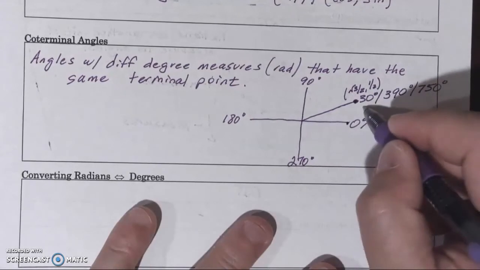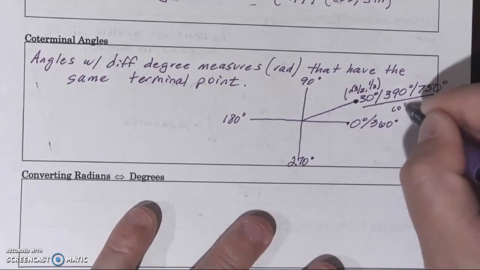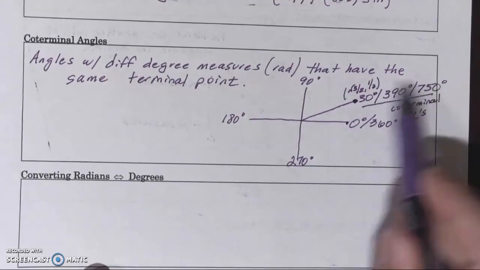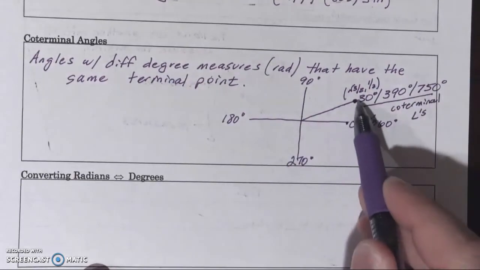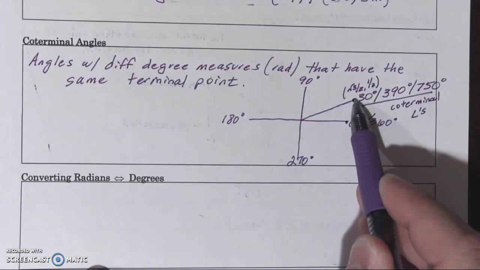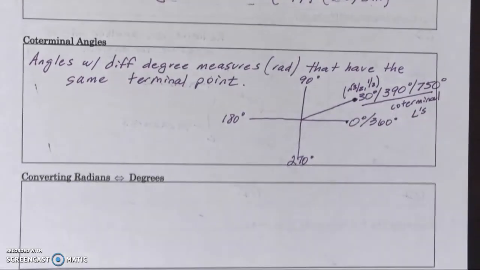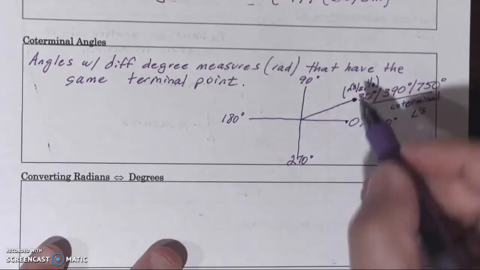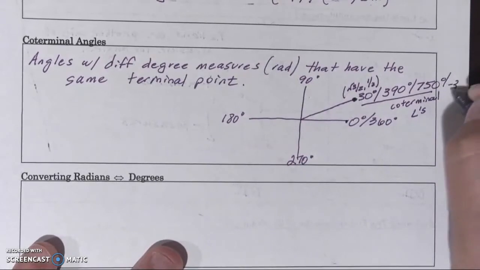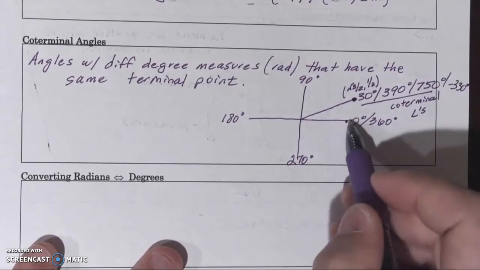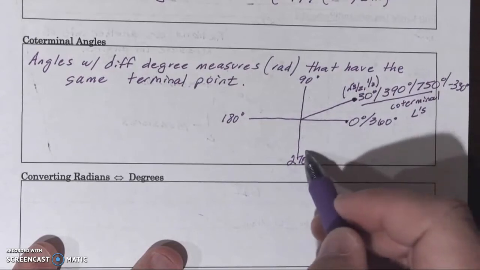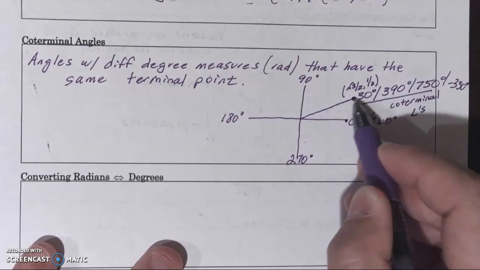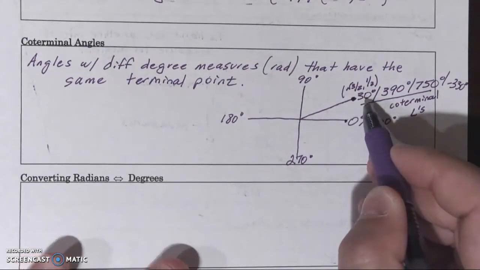These three angles would be classified as coterminal angles. They are different degree measures, but they end up at the exact same terminal point around the unit circle. We'll do some more work with coterminal angles. You can even go in a negative direction. This would also be negative 330 degrees. If I go in a negative direction, I'm going this way 90, this way 180, this way 270. Another 60 gets me to negative 330 degrees.